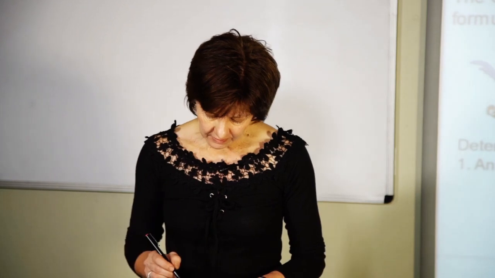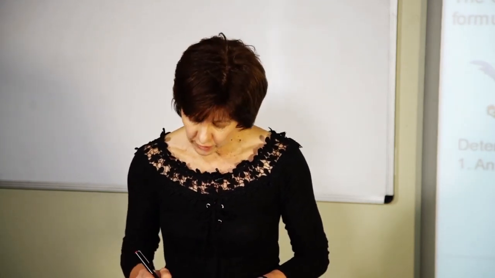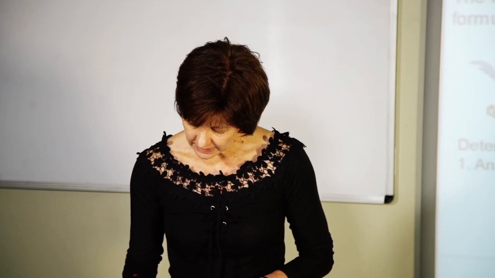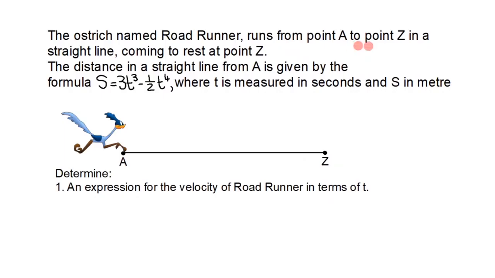The next example I have is about an ostrich named Roadrunner. Roadrunner runs from point A to point Z in a straight line, coming to rest at point Z. The distance in a straight line from A is given by this formula, where t is measured in seconds and s is measured in meters. So I've got this fast running ostrich, coming to rest at point Z. The first question is, give an expression for the velocity of Roadrunner.